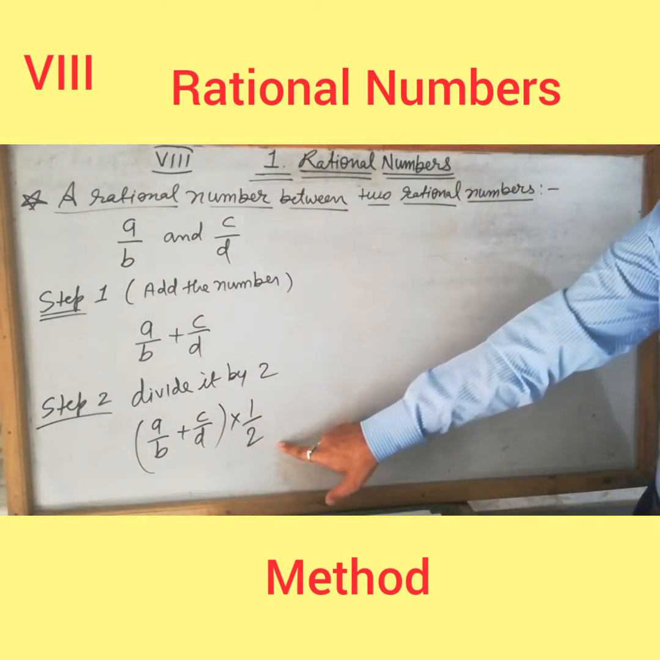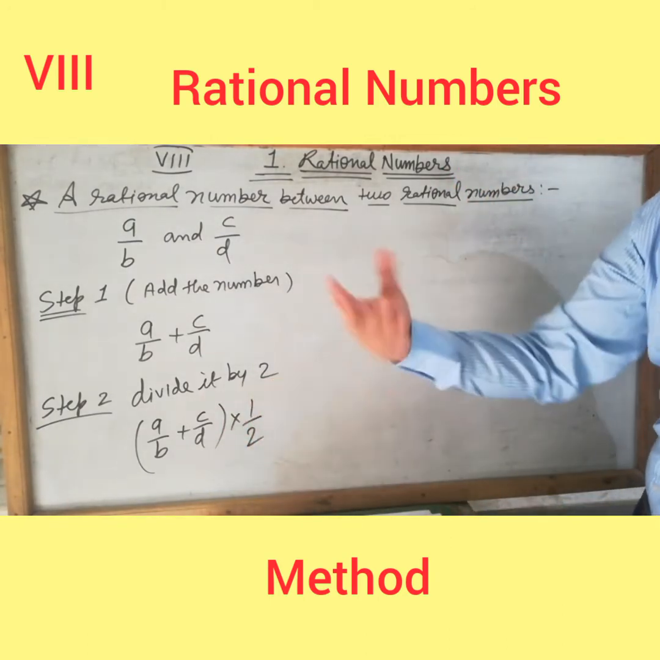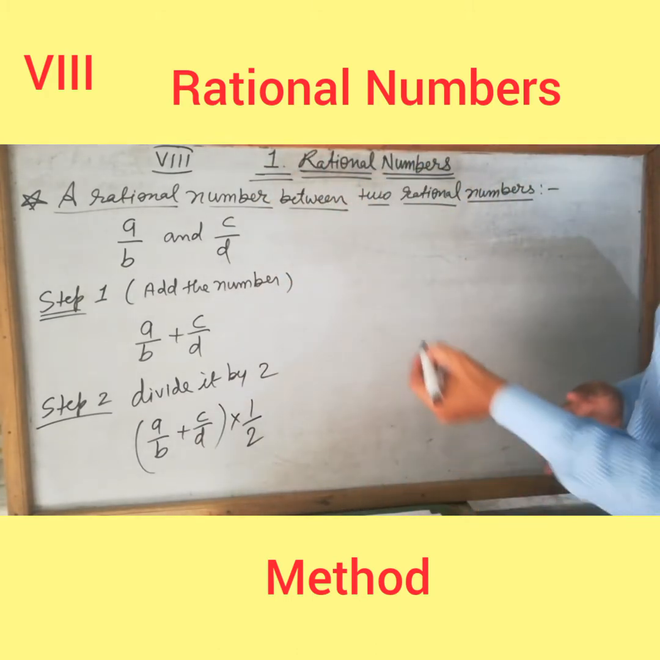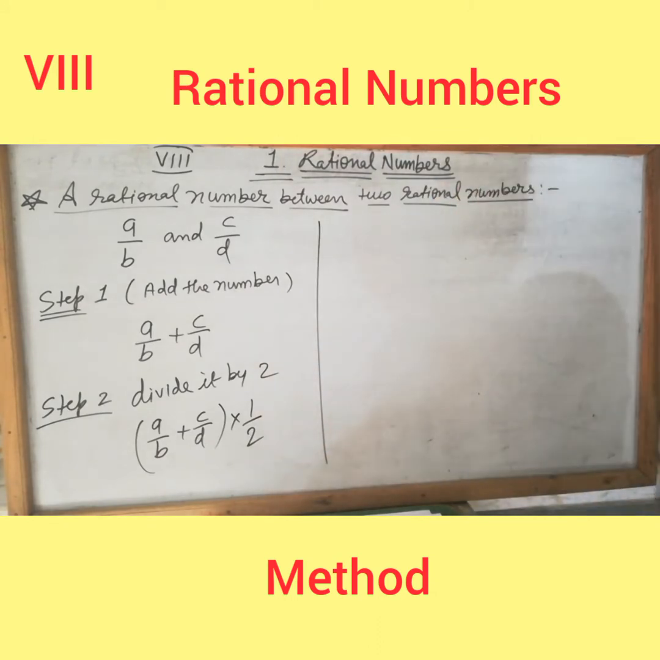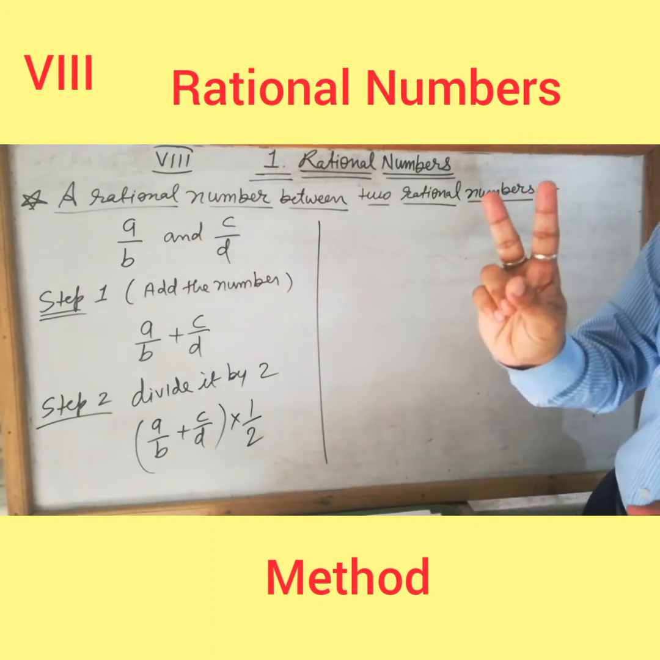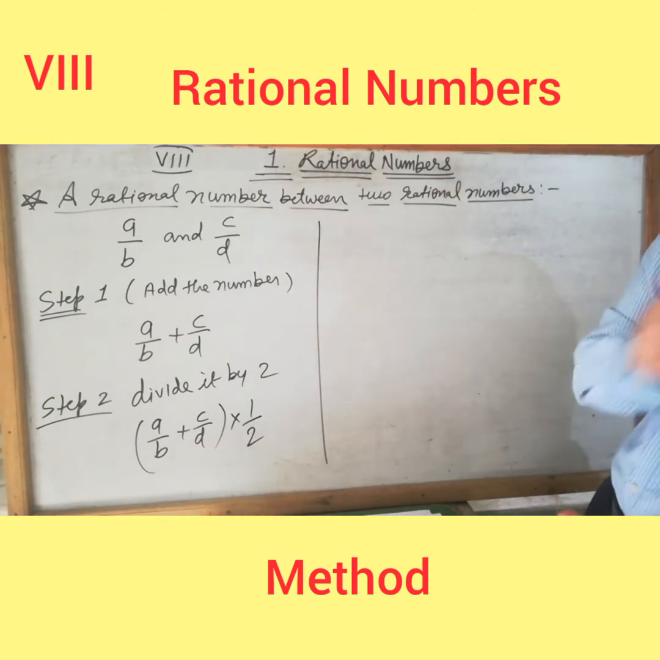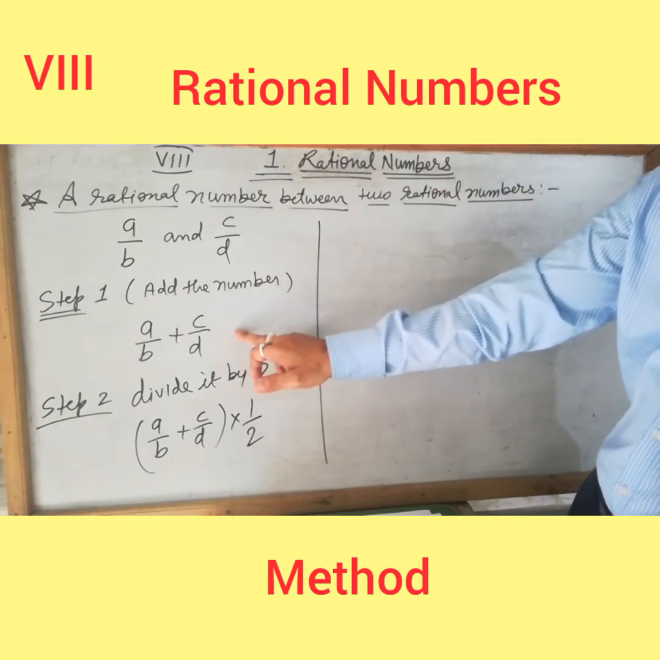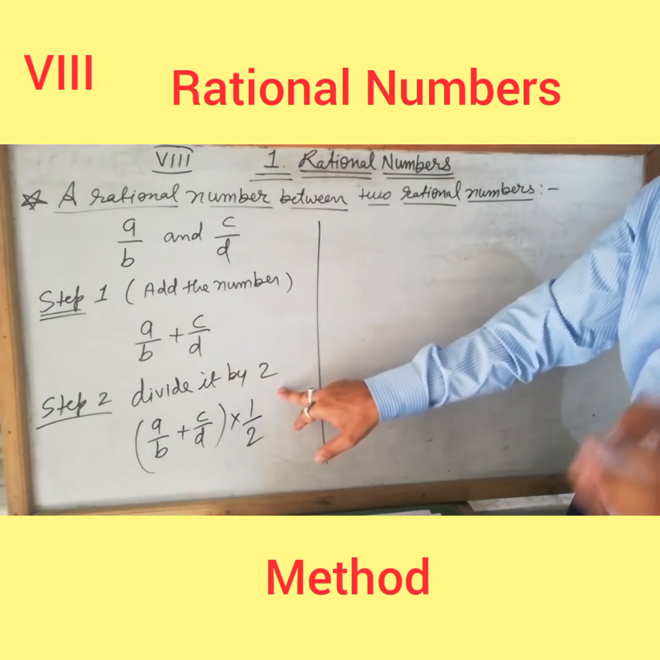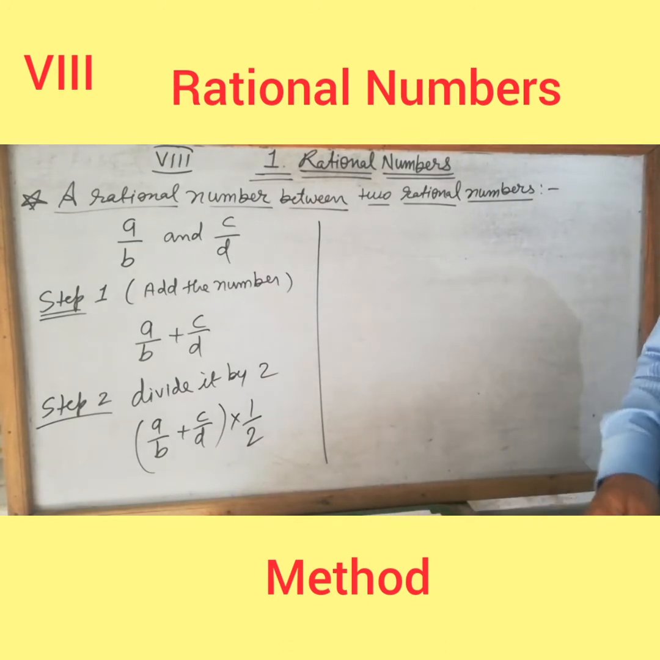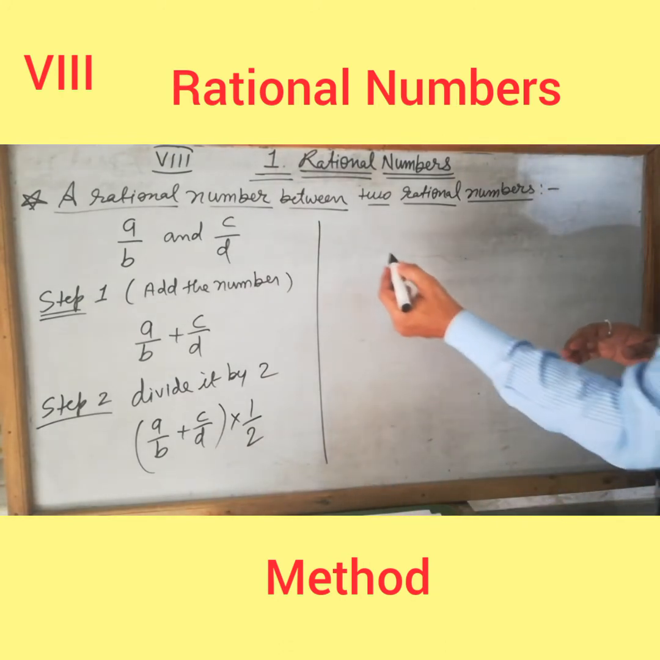You have learned that divide is the inverse of multiplication, so we have applied this property which we learned previously. Now it is very simple. We will use only two steps. First, add the numbers, whatever is given, and then divide by 2, so that you can get a rational number between them. One more thing, what is the conclusion?